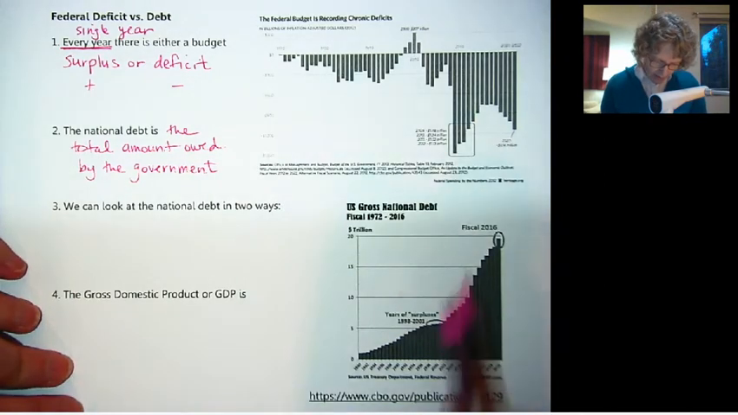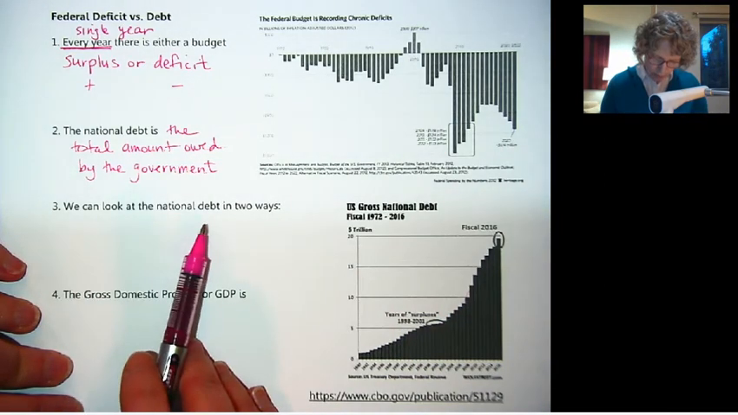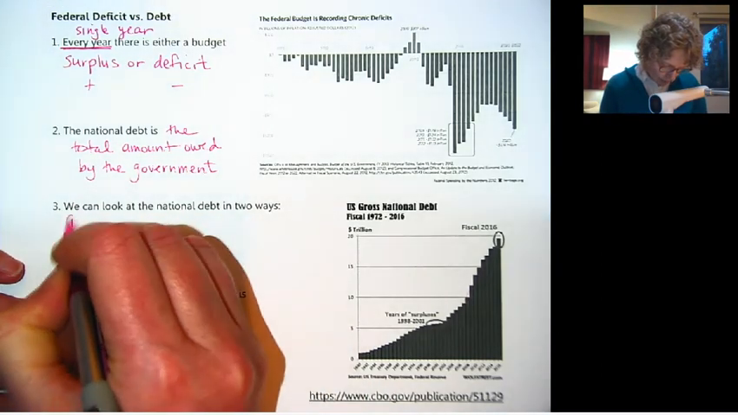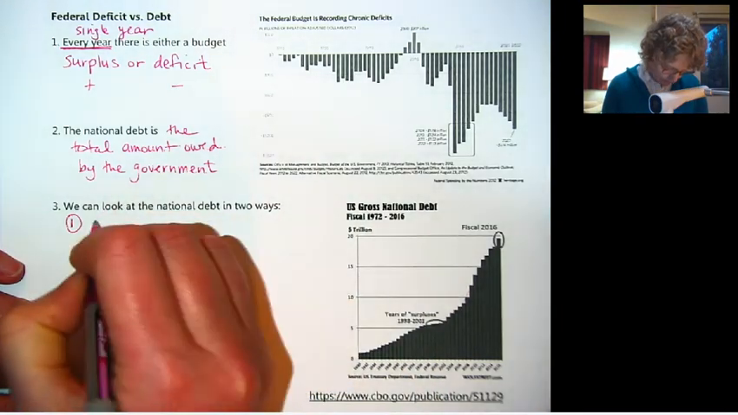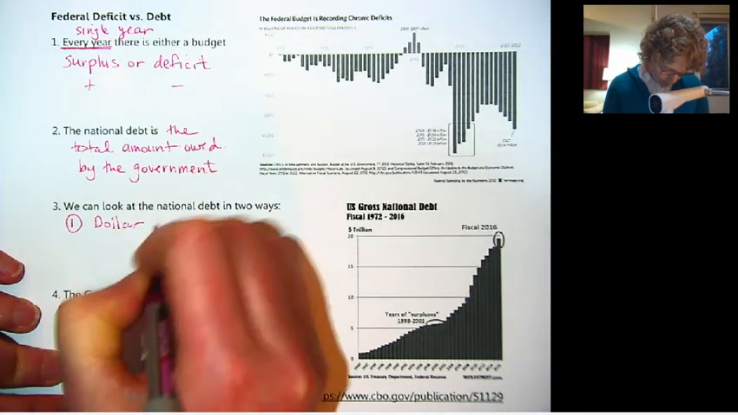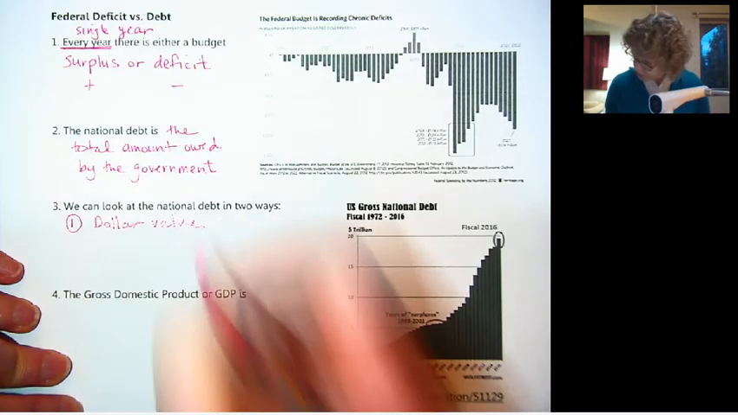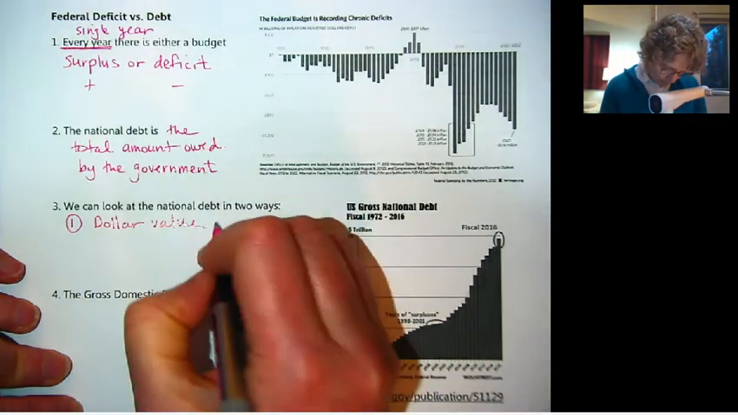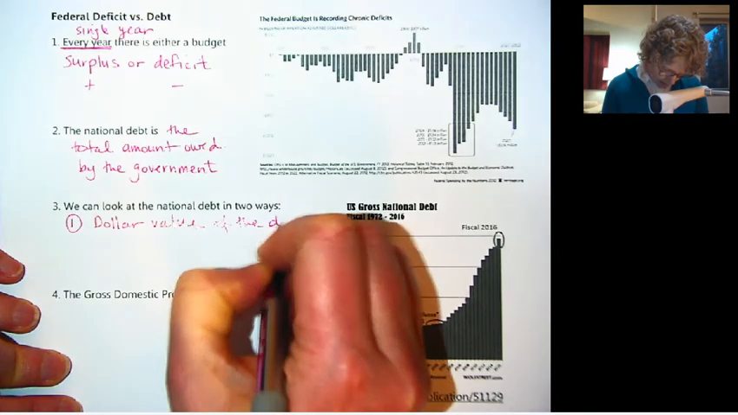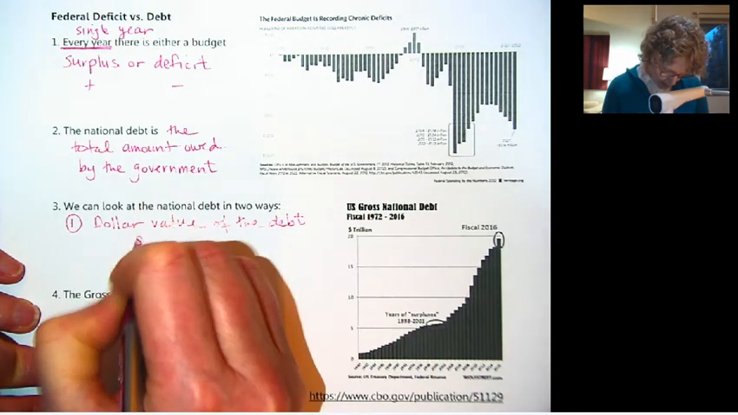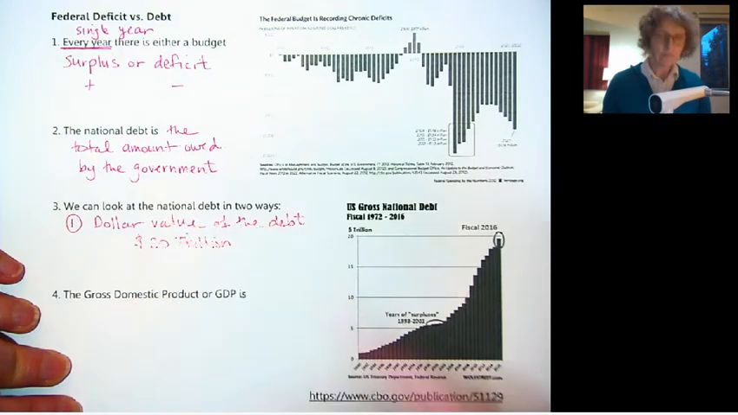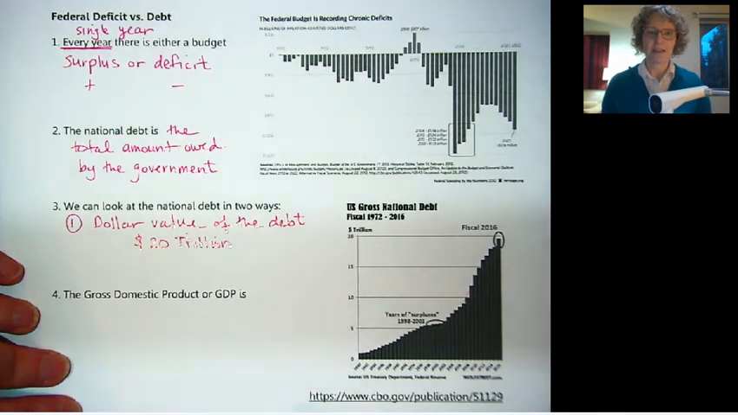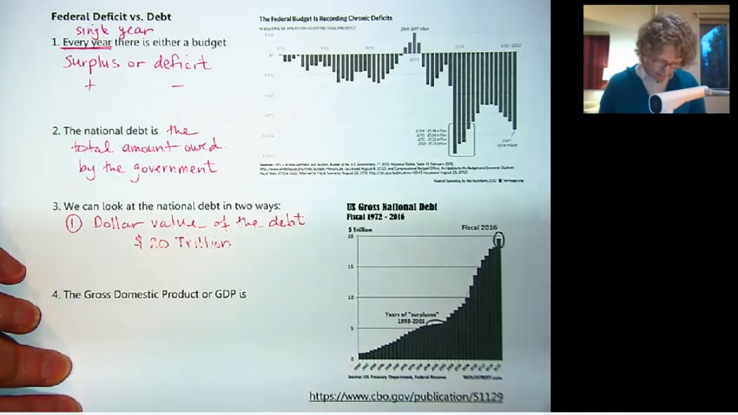Okay, now we have this national debt. We can look at it in two different ways. The first way is what this graph shows. It shows a dollar value of the debt. Okay, so we just talk about the dollar value of the debt. Right now we're at about $20 trillion. That's a lot of money. $20 trillion.